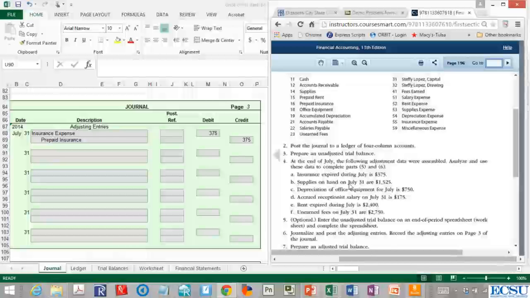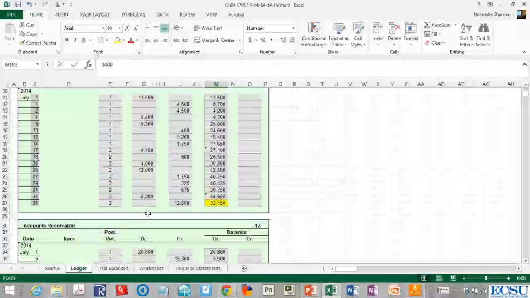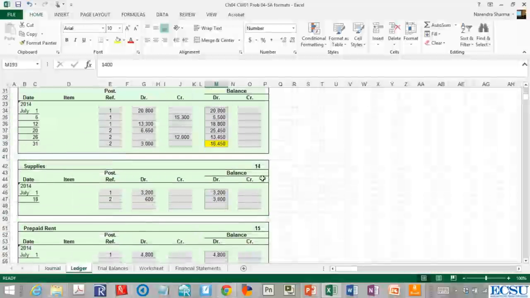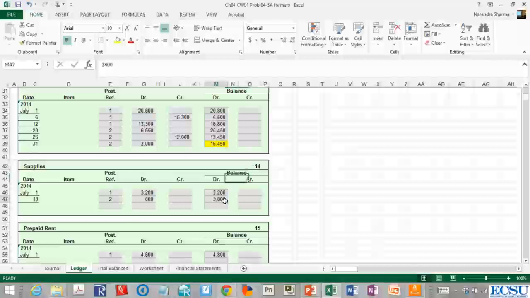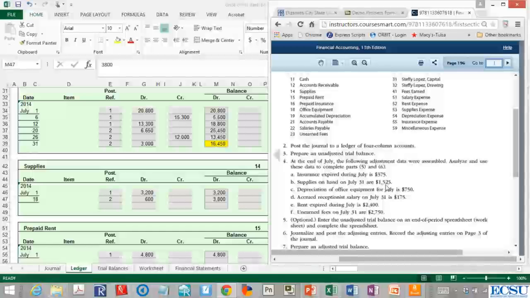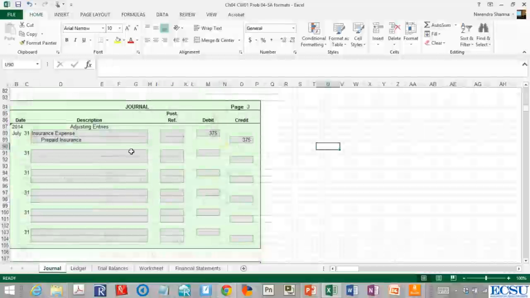It says supply on hand July is 1525. Now what we need to do is we need to go back and check our supplies account. So let's go back to our supplies account in the ledger. So the supplies account was number 14, and it says we had a balance of 3,800. So if it is 3,800, now it is worth only 1,525. So how much of supplies have been used? It would be 2,275. So let's do the journal entry with that.